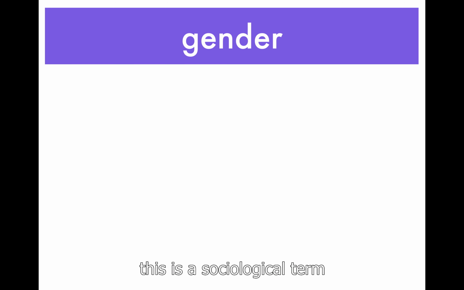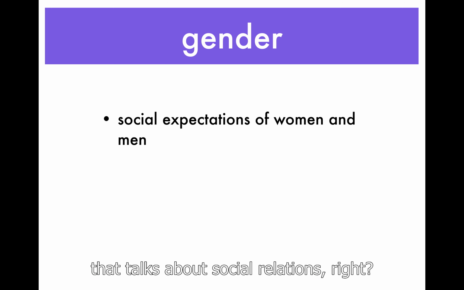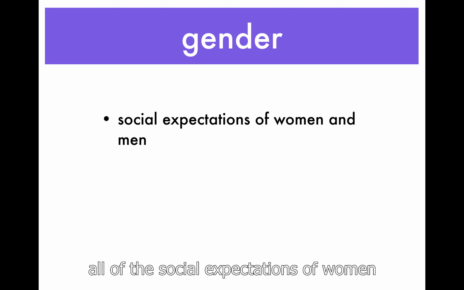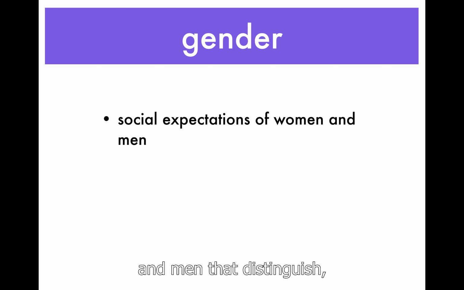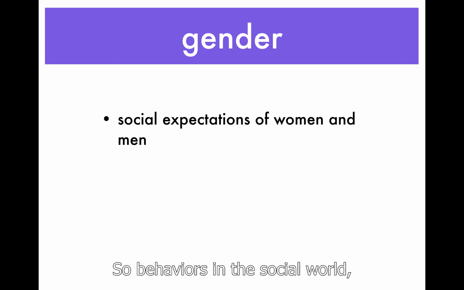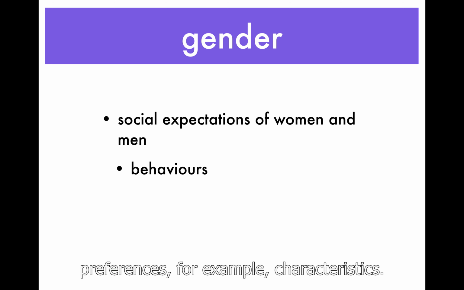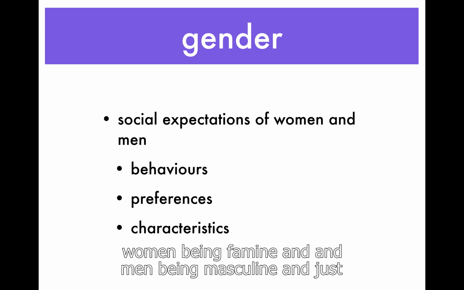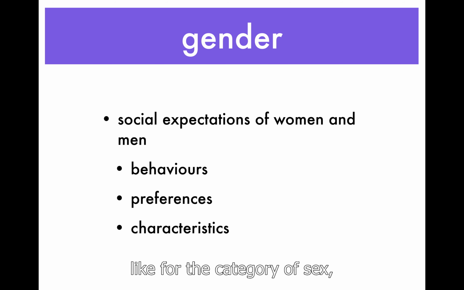When we talk about gender, this is a sociological term that talks about social relations. This is a word that we use to categorize all of the social expectations of women and men that distinguish, for example, masculinity from femininity. So behaviors in the social world, preferences, characteristics. We have a whole understanding about gender, women being feminine and men being masculine. And just like for the category of sex, there really aren't two opposites, but really a range of behaviors.